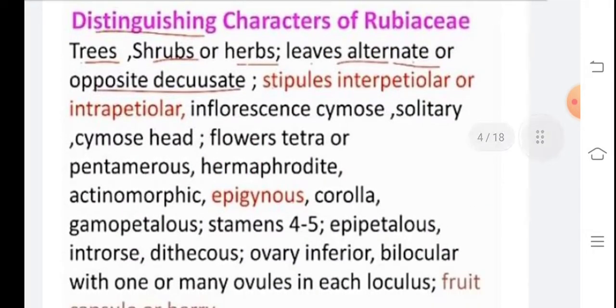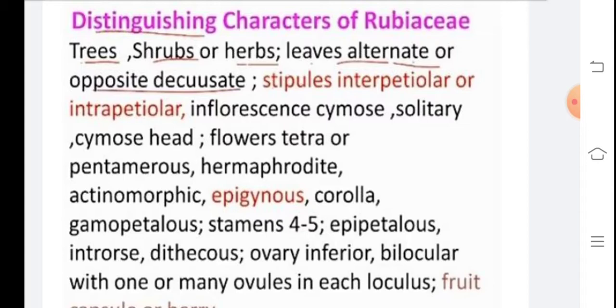So plants are trees, shrubs, herbs. Leaves are alternate or opposite decussate. Stipules are interpetiolar or intrapetiolar. Inter means in between two petioles, right? So leaves are opposite, so on both sides petioles, stipules are present. And here you are observing the inflorescence is cymose, solitary cyme head. So it looks good, and the flowers are throughout the year. Then flowers tetramerous or pentamerous. If four petals, tetramerous. If five petals, pentamerous, right?